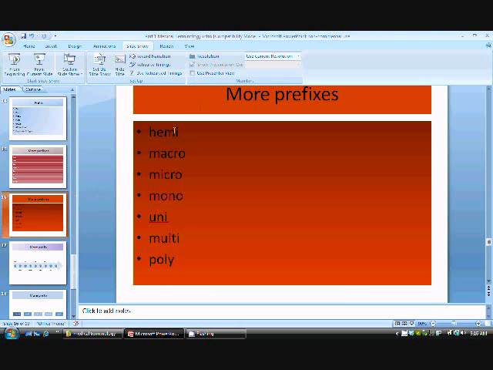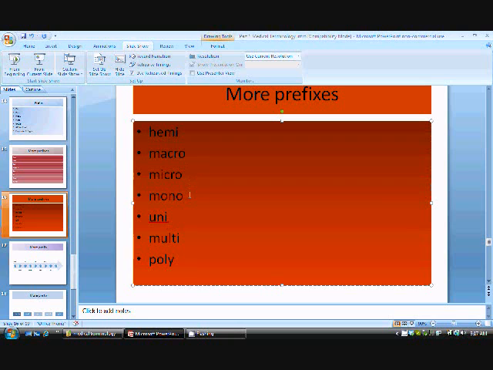Hemi, half. Macro and micro. Macroeconomics, if you talk about macroeconomics, you're talking about the large scale. Well, why do we talk about economics? It's not an economics class, it's math related. But anyway, macro is large and micro would be small.